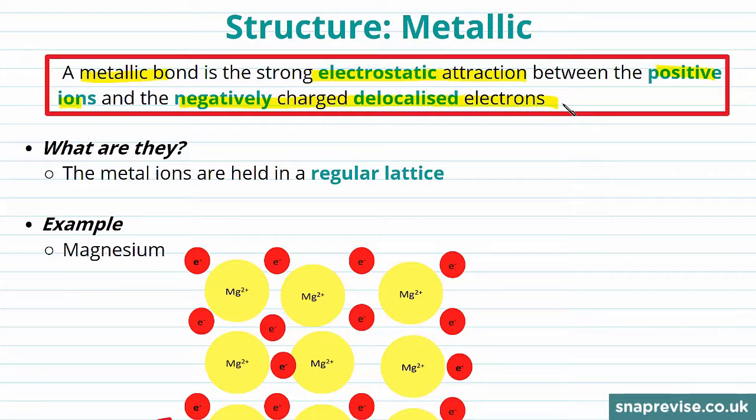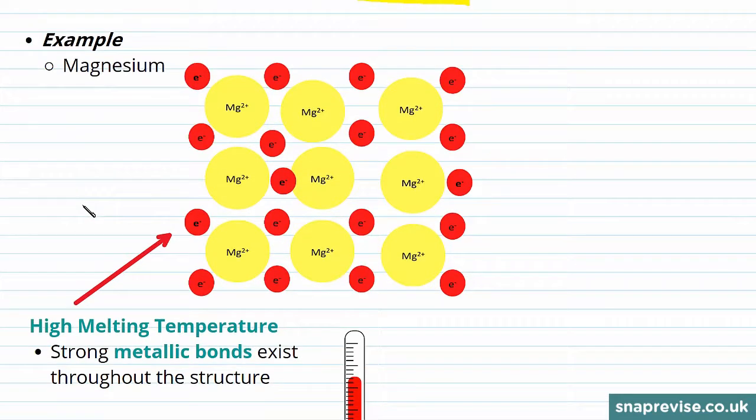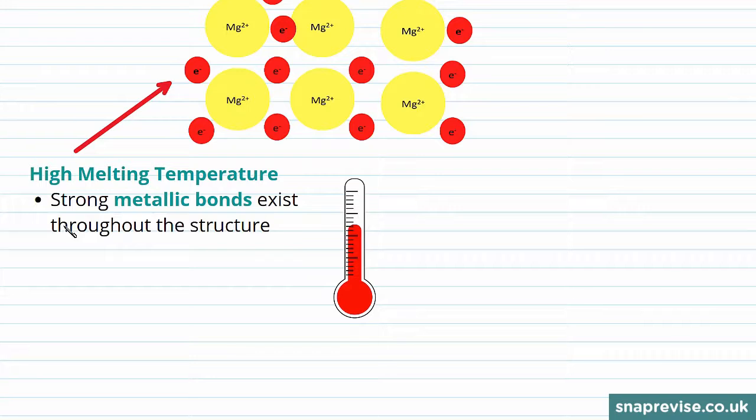So in our metallic structure, the metal ions are held in a regular lattice. If we take a look at magnesium, you can see that regular lattice here. Now for every positive ion, we have 2 delocalized electrons. And if we take a look at the melting temperature of magnesium, we'll see that we have a high melting temperature. And this is because these strong metallic bonds exist throughout the structure of our metal.